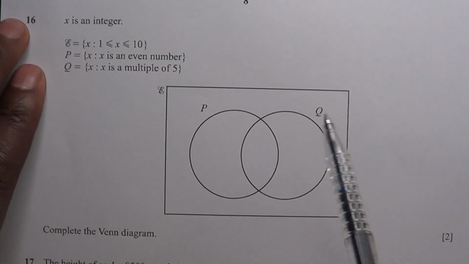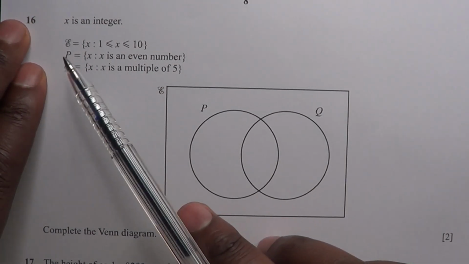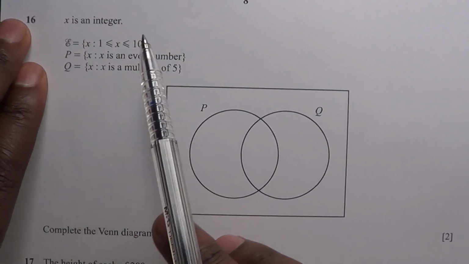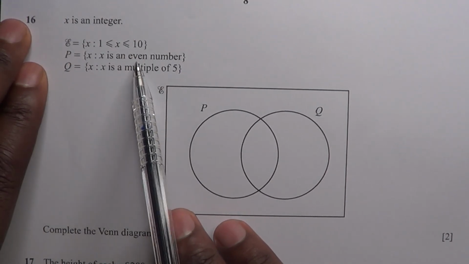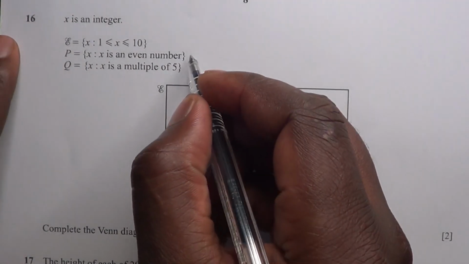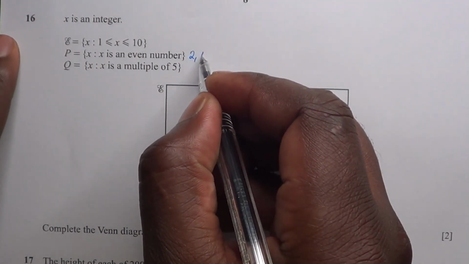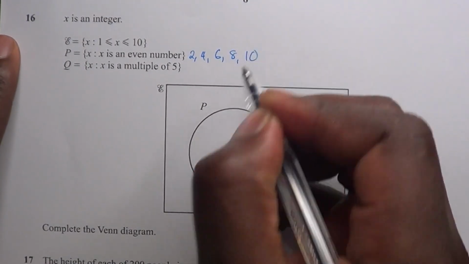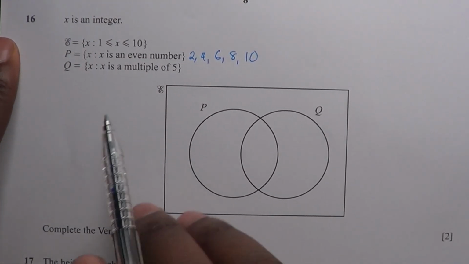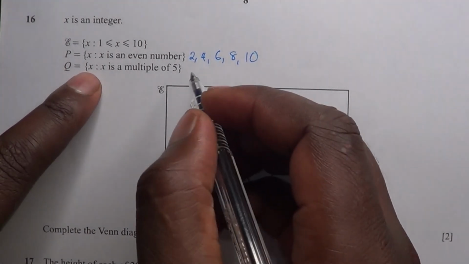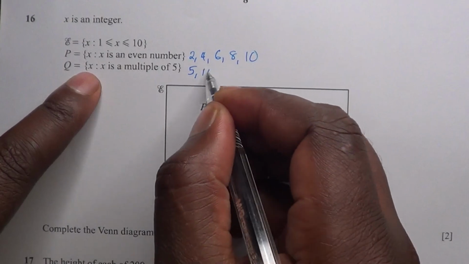And this one here, you're being told that x is an integer, and x is from 1 to 10. Then P, x is an even number. When it is an even number, the even numbers we have are 2, 4, 6, 8, and then 10. So Q here, x is a multiple of 5. Now the multiples of 5 are 5 and 10.